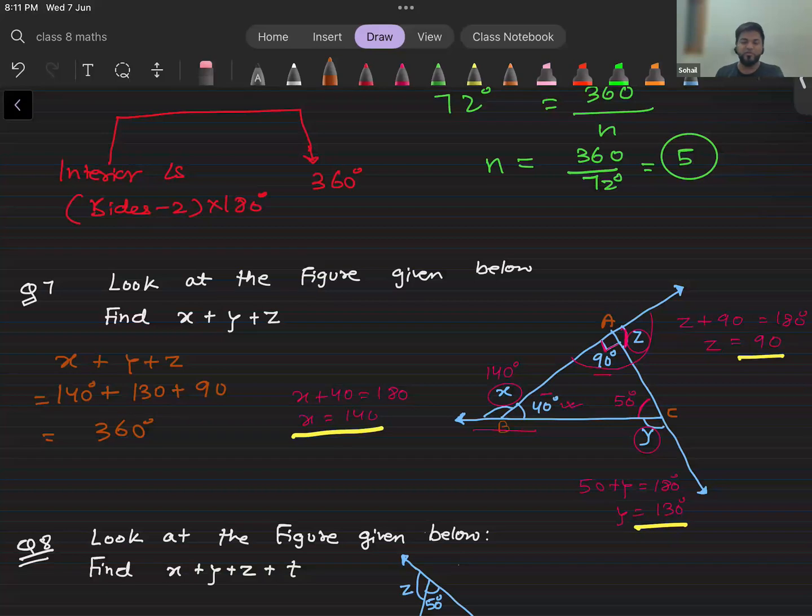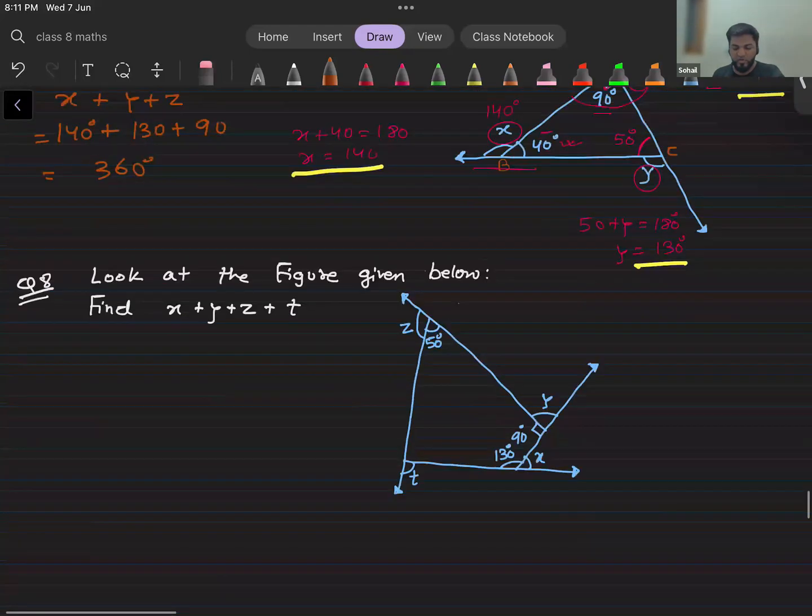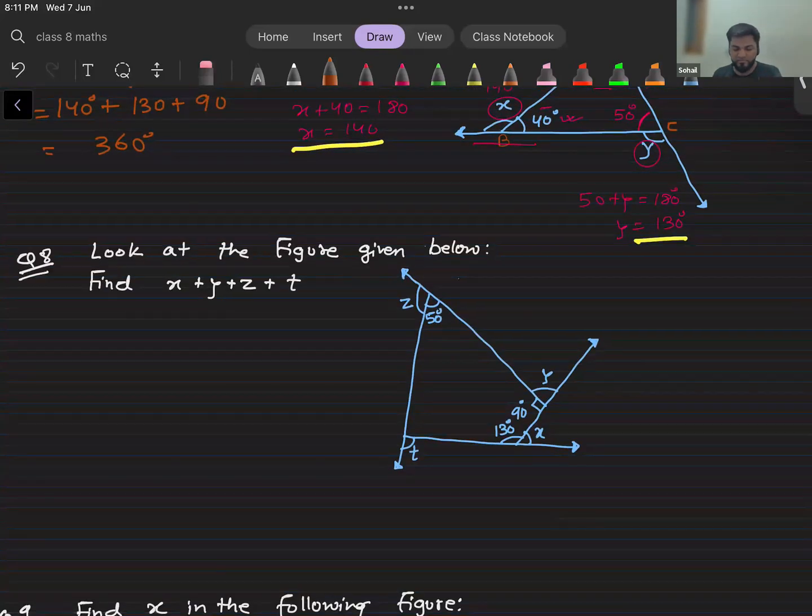Even if it was a quadrilateral, or even if the figure was a pentagon, even in those figures, you would have observed that the sum of all the exterior angles is still 360 degrees. You will find out in this one. See the next figure. That's a little more advanced question than the first one.